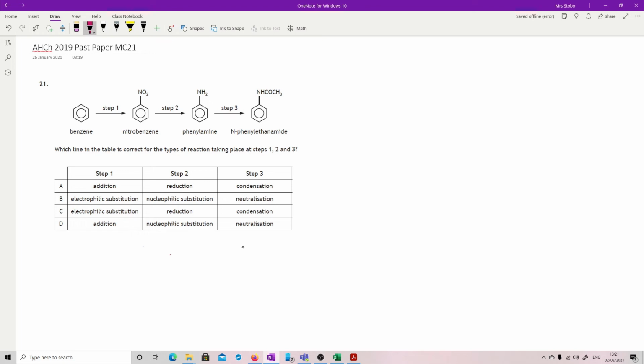Question 21, we have a series of reaction steps: benzene to nitrobenzene to phenylamine and to N-phenylethanamine. Which line in the table is correct for the types of reactions happening each step? So you just got to know your reaction types.